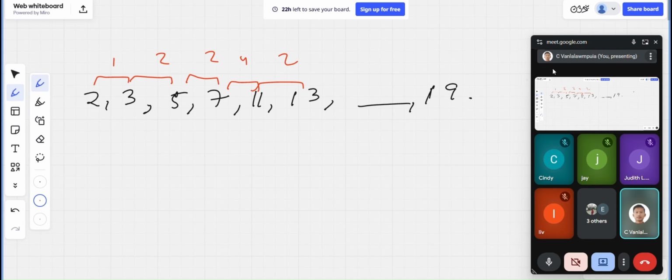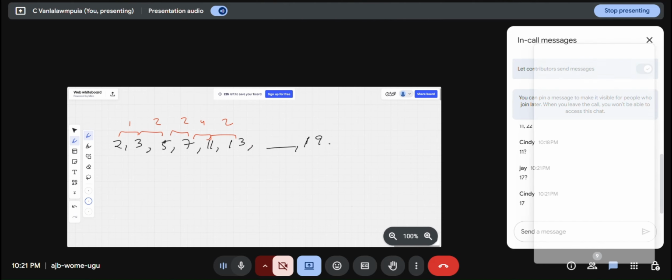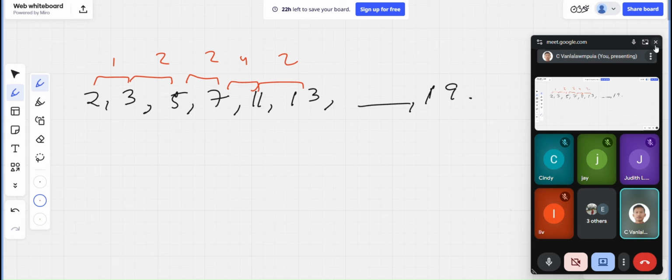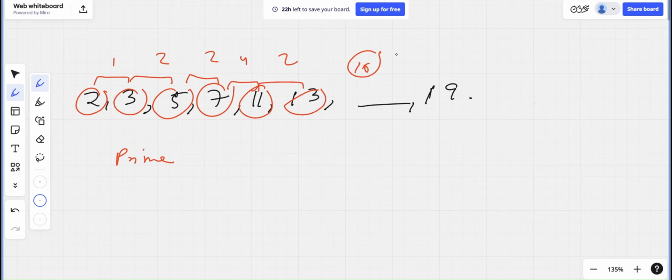See the trick here, I'll tell you. Jay might be right, Cindy might be right. These are previous year questions. We're solving 2, 3, 5. One thing in common is they are prime numbers. 7 is prime, 11 is prime, 13 is prime. So the next prime will not be 15, because 15 can be divided by 3. So the next will be 17. You're definitely right, so you get 2 marks.